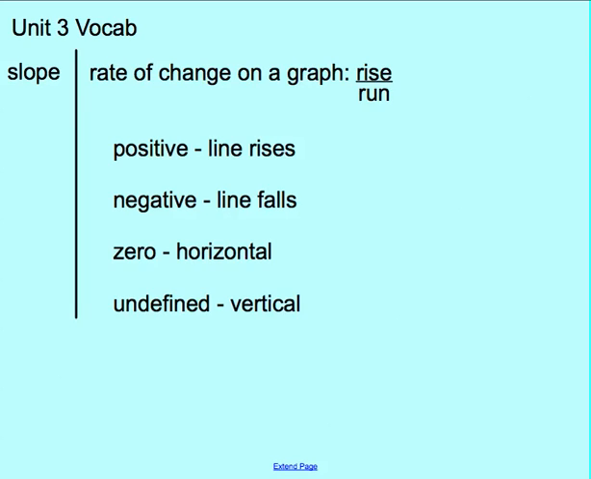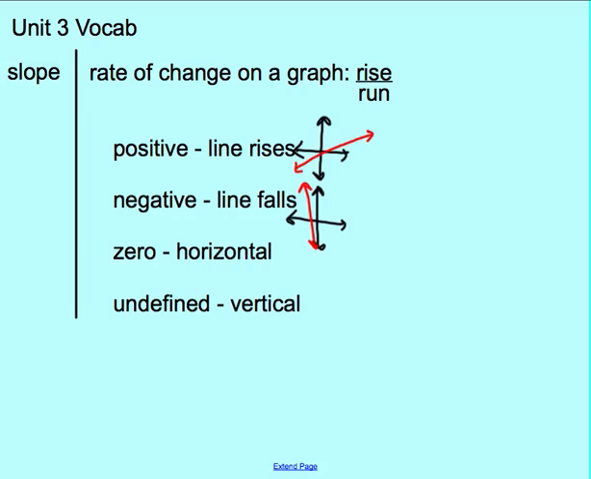So there's 4 different types of slope. The first is positive, and that's when the line rises. So if we're looking at a graph from left to right, the line is rising. Negative slope is when the line falls from left to right.